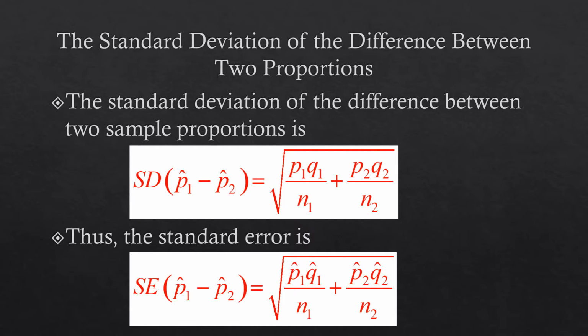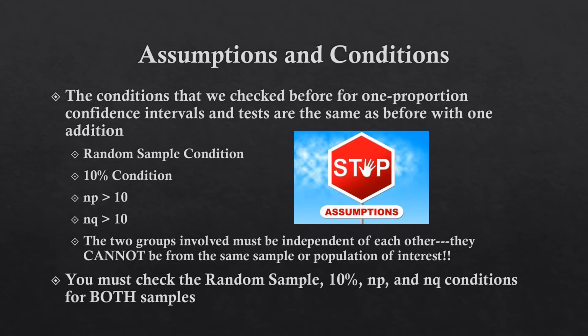So it's very similar to the formula that we saw before, and I'm actually going to show you in class how to do this in your calculator, so you rely a little bit less on memorizing formulas. There is some good news when it comes to assumptions and conditions for two proportion tests and intervals. The conditions that we checked before for a one proportion confidence interval or test are exactly the same as what we're going to see now, with one addition.